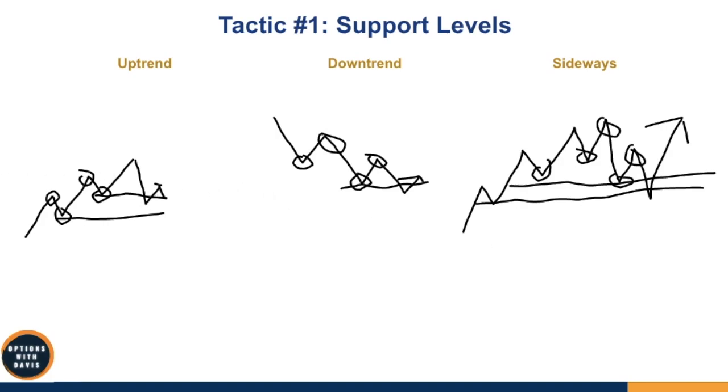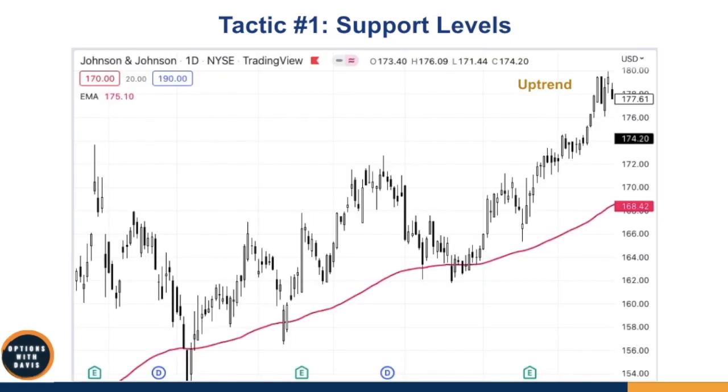So let's take a look at some chart examples. Right, so this is an uptrend. As you can see, the market is trying to form what you call the higher highs, higher lows, right? So can you identify where could be a good support level? Right, so these are previous lows.